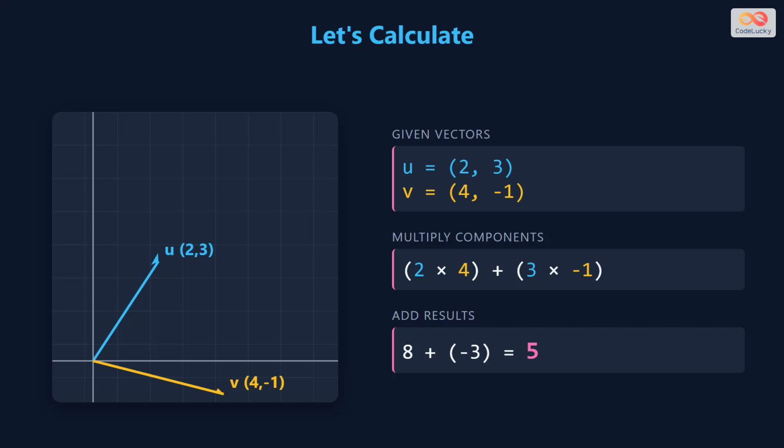Let's try a real example. Here we have vector u at 2, 3, and vector v at 4, -1. To find the dot product, we multiply 2 times 4, which is 8. Then we multiply 3 times -1, which is -3. Finally, we add 8 and -3 together to get 5. The dot product of these two vectors is 5.